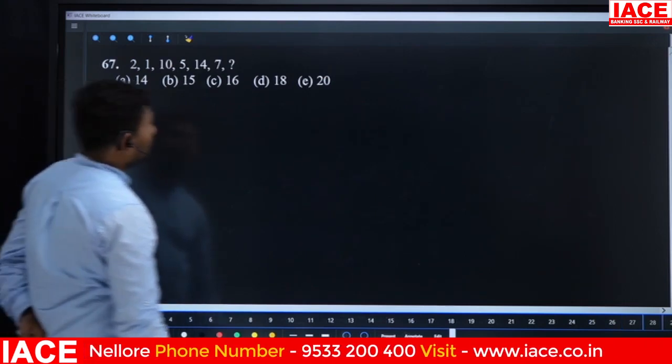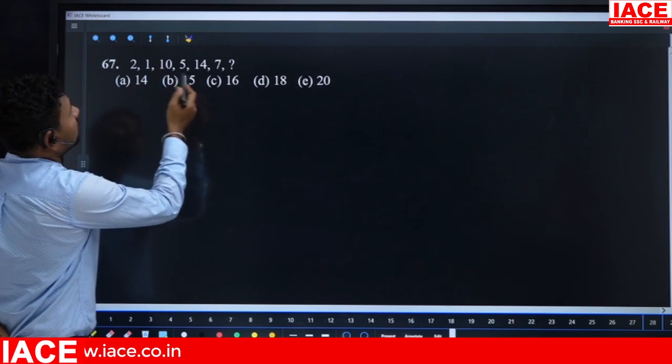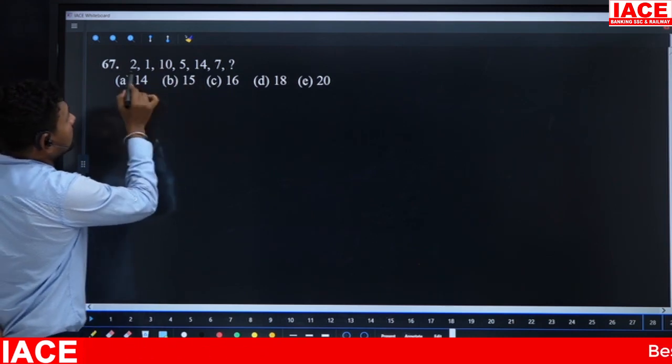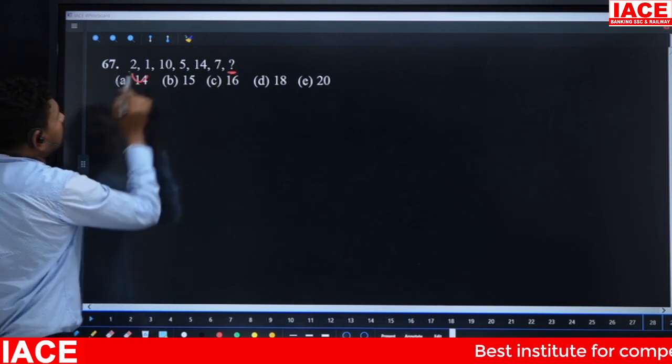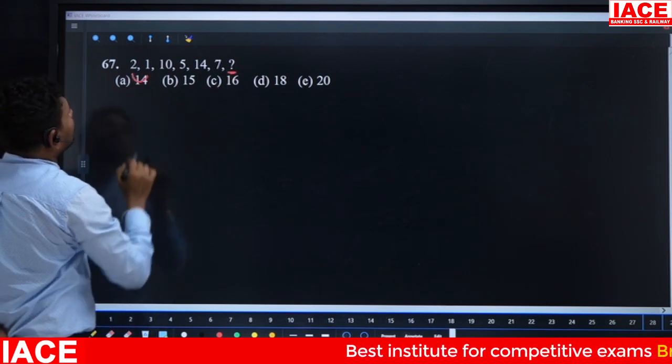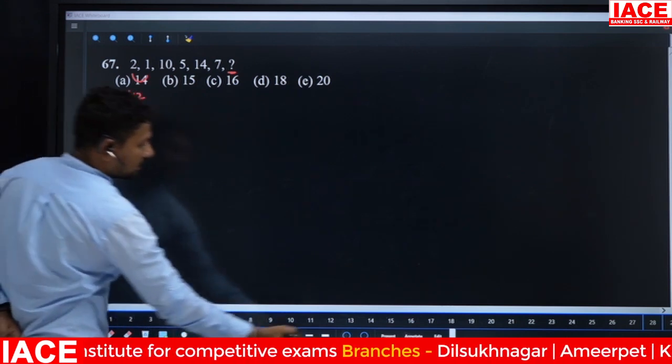Next one, 2, 1, 10, 5, 14, 7. 10 of value 5, 2 of value 1, 14 of value 7. But what is the question? So here 2 becomes a 1. 2 becomes a 1 means it is divided by 2. Divided by 2.